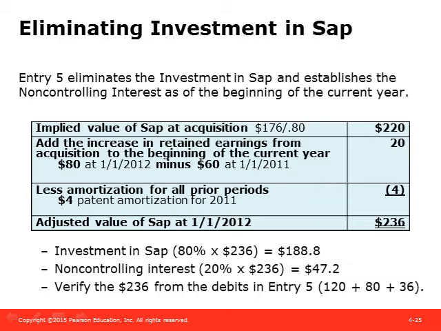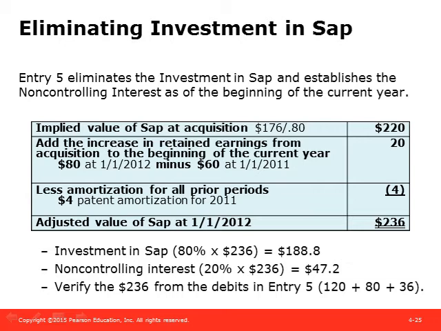And so our next step is to eliminate the investment in SAP. And so, as you recall, entry 5 eliminates the investment in SAP and establishes the non-controlling interest as of the beginning of the current year. And so, in order to get to the adjusted value of SAP at 1/1/2012, we start with the implied value, which we calculated earlier as being $220K.